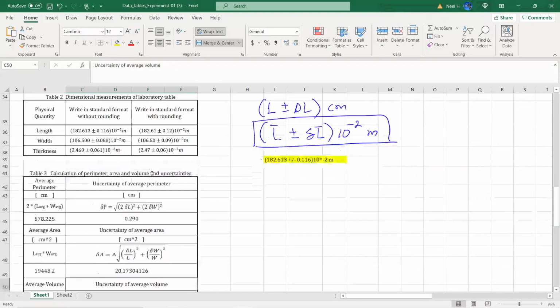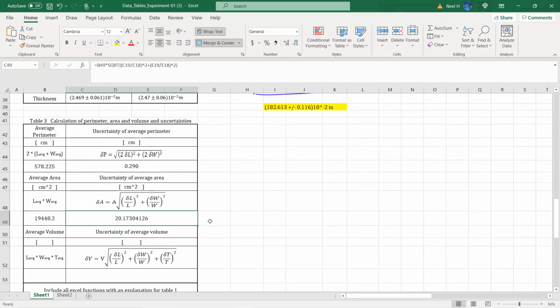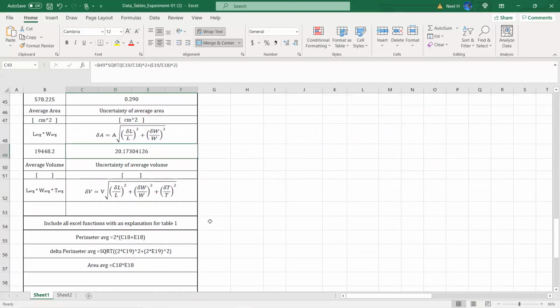That's it. Hit enter. Too many decimal places. And by looking at that, you might feel like it's a large number. It looks like a large error, because earlier I mentioned that for error we're expecting a very small number, right? But that number is relative to the number you calculated. Your area you calculated in square centimeters, 19,448. So I'm getting a 20 square centimeter error.